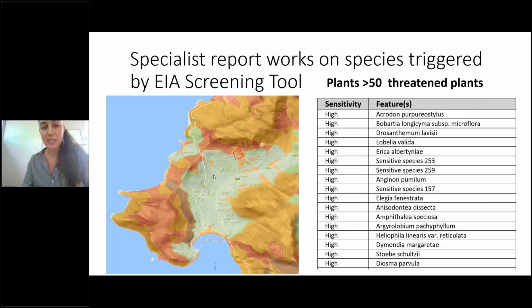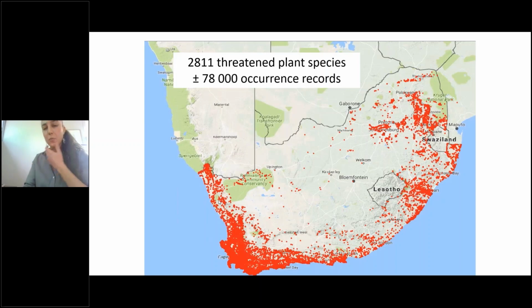Then the green is the low sensitivity, where we don't have information about threatened species occurring there. Okay, so the way we've generated this is we've taken all the information we have for species, and SANBI does extensive work. We collaborate with all museums in South Africa, with all provincial agencies, with South African National Parks, all the agencies that work on conservation of species, and we collate all this information together.